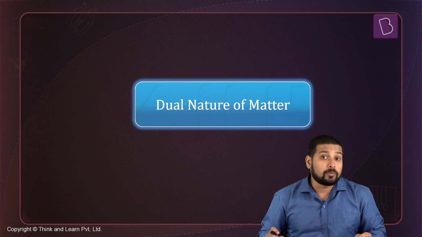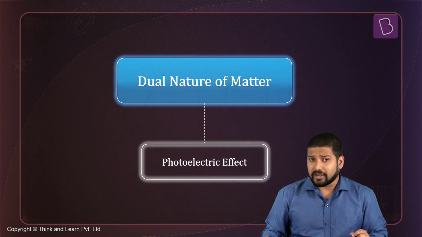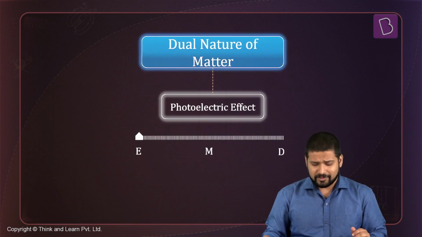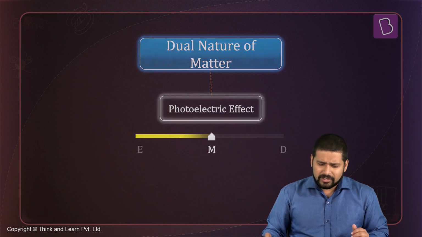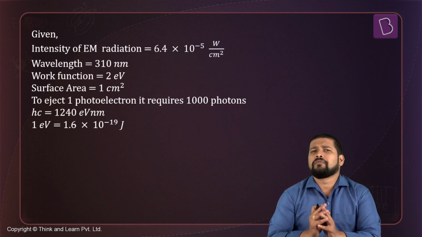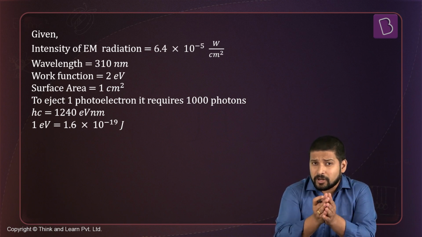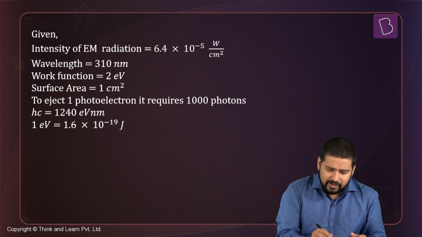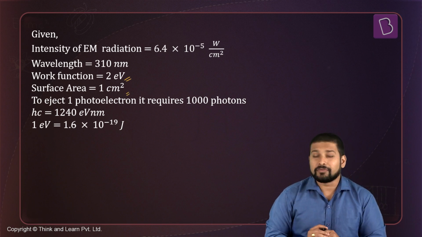Now this question is from dual nature of matter, and specifically it is from the photoelectric effect. And if I have to rate this problem, I would say that this is a medium level question. So now let's look at this problem. In this problem, we have been told that you have a metallic surface and then some light is incident on it. And you have been given the value of work function, area, and the intensity of the radiation as well.